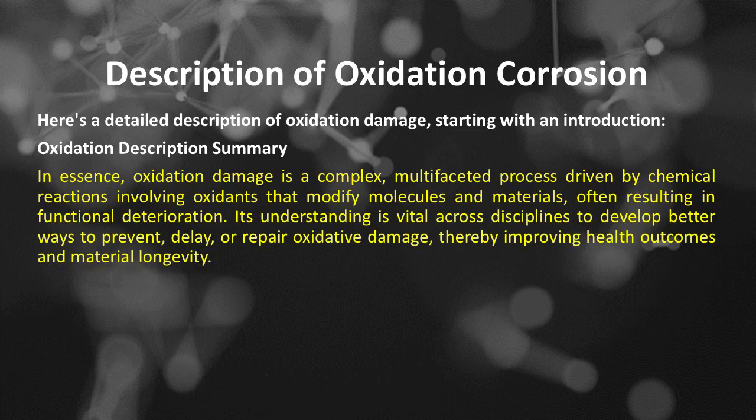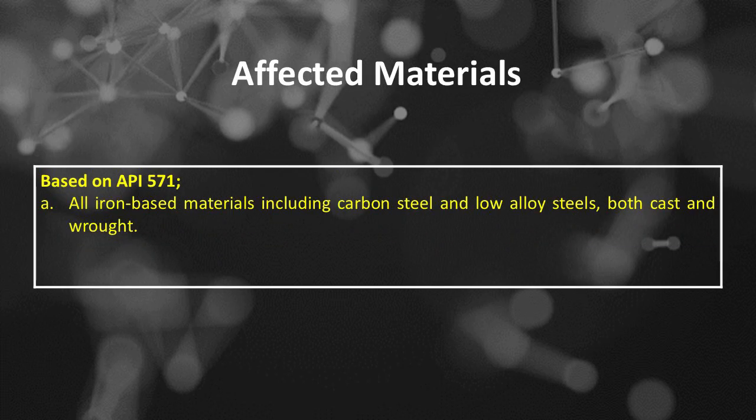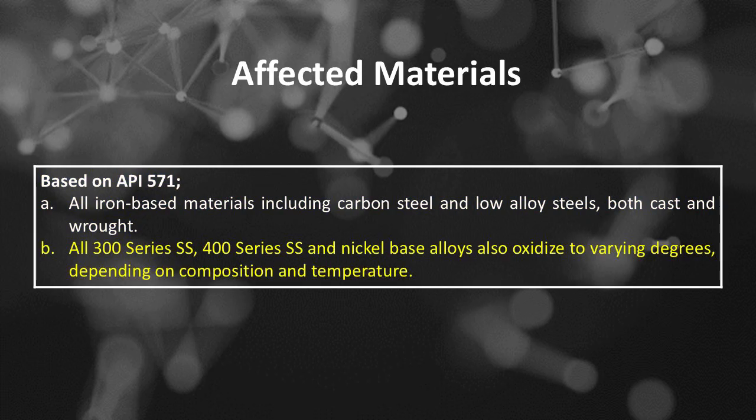Oxidation corrosion damage mechanisms based on API 571. Number A: all iron-based materials including carbon steel and low-alloy steels, both cast and wrought. Number B.